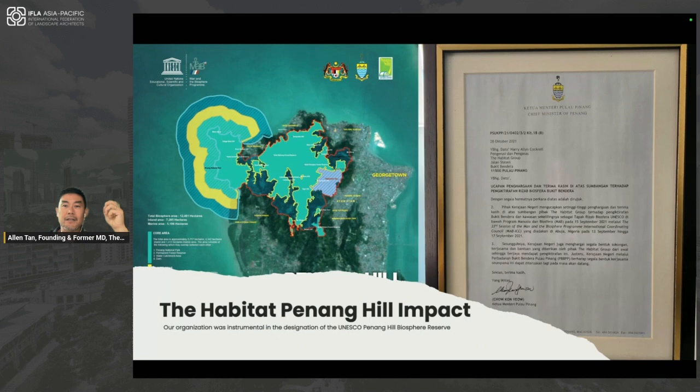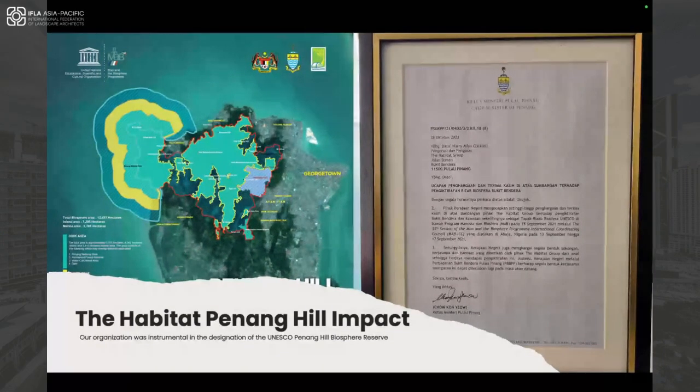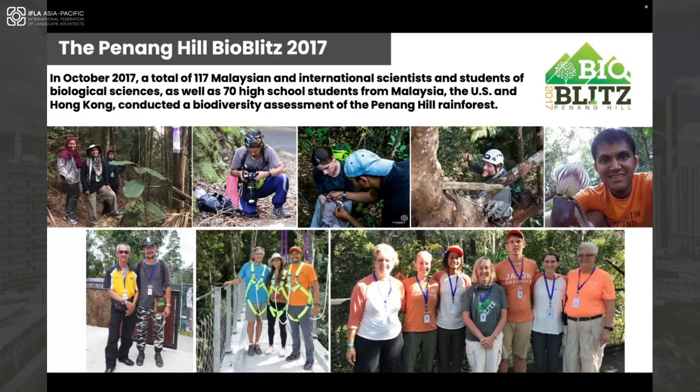And of course, one thing which I'm very, very proud of is the impact that we've had on helping Penang designate the Penang Hill Biosphere Reserve. In the map on the left, you'll see that the Biosphere Reserve encompasses approximately 20% or 25% of Penang Island. Tiny little Penang Island is now home to a second UNESCO accolade after the World Heritage Site designation in Georgetown, our capital city on the right there in the map.